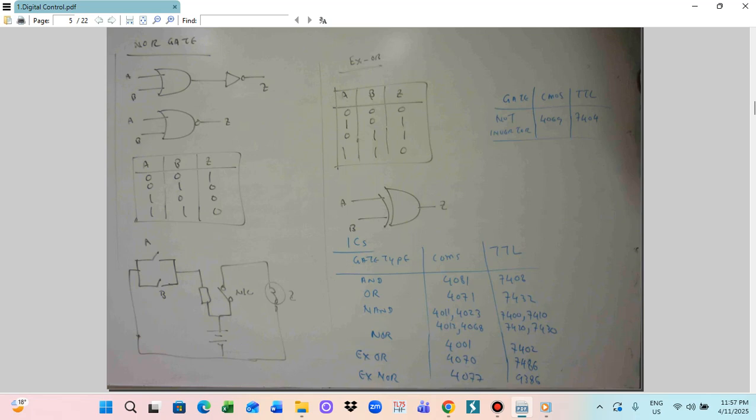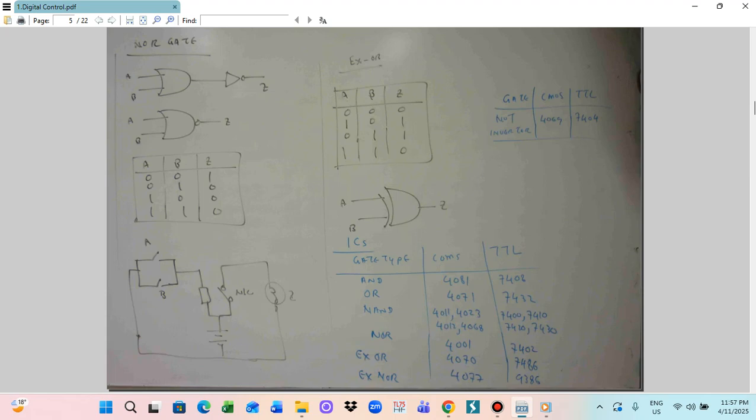0, 0, 1; 0, 1, 0; 1, 0, 0; and 1, 1 is 0. So this is the truth table. So this one is a diagram. We can also draw a circuit diagram.